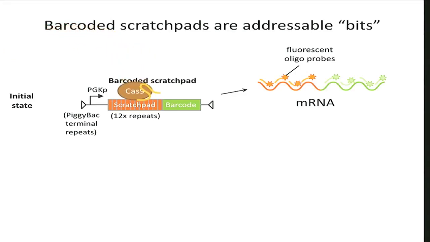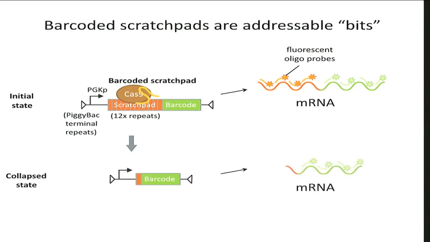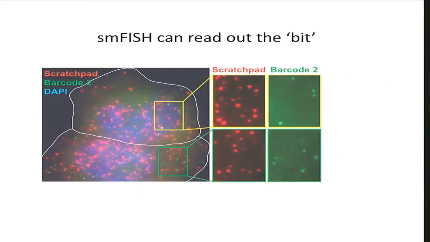Now, if we come in with Cas9, targeting Cas9 to that repetitive region, we can make a double-strand break, and through homologous recombination, the scratch pad region, the repeats, will collapse to a much shorter segment with usually just 1 repeat. And so this thing will still be read out as an mRNA, but now that mRNA will still have the barcode, but it will lack the scratch pad component. And so you can think of this as the 0 and the 1 state of the bit, these 2 states of the barcoded scratch pad.